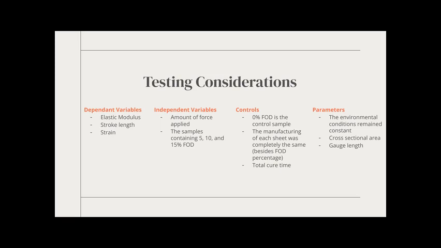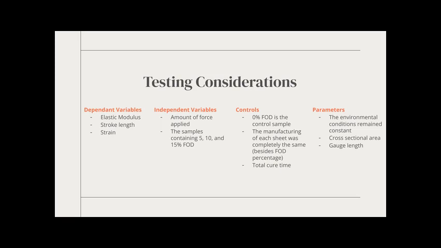Some independent variables include the amount of force applied. This is because it is directly manipulated by the experimenter. The initial value of force begins at 200 pounds and incrementally increases 10 pounds until the point of sample failure. Also, the amount of FOD is an independent variable. This is because it is controlled by the experimenter when manufacturing.